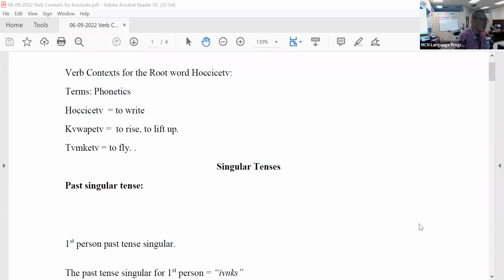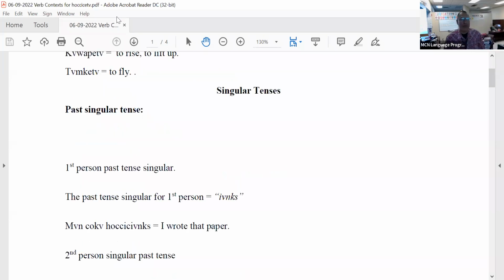And so, as I've said before, when we're talking about first person, as far as for me, like if I did something in the past, I would use the letters IV and KS. Now, this is in reference to like doing something yesterday. And that would be pronounced aeons.